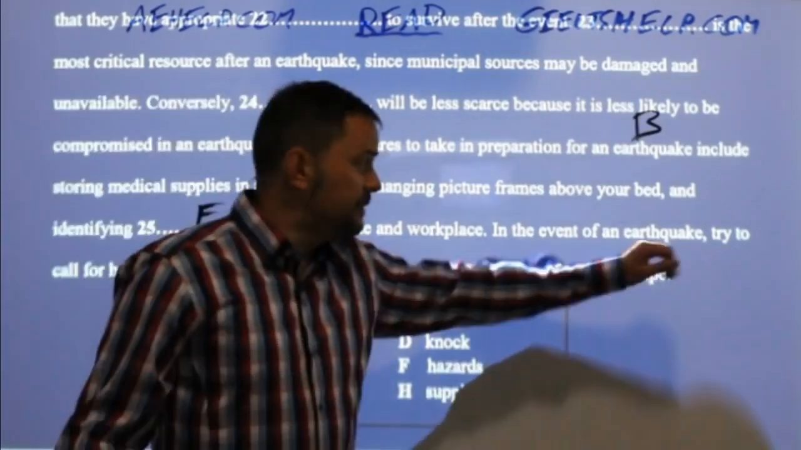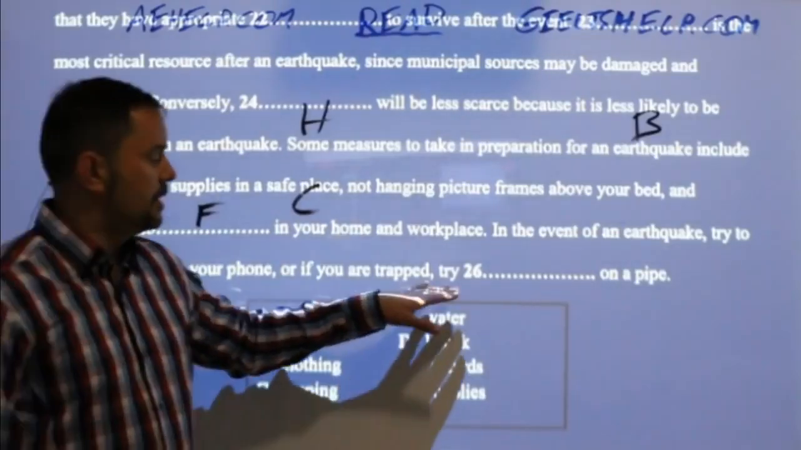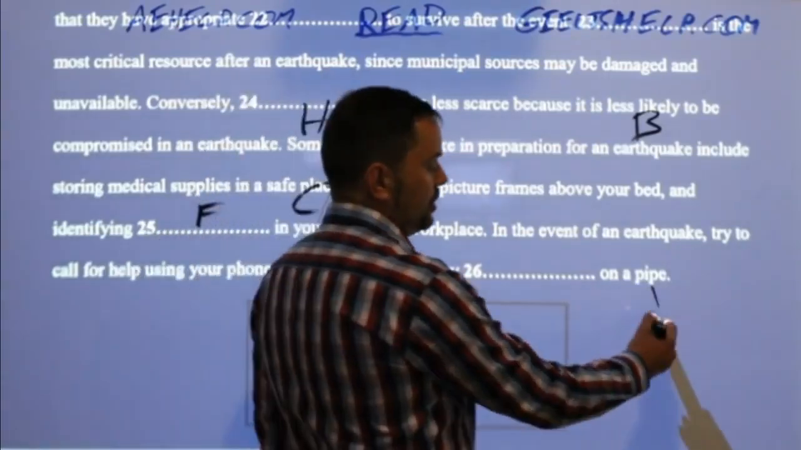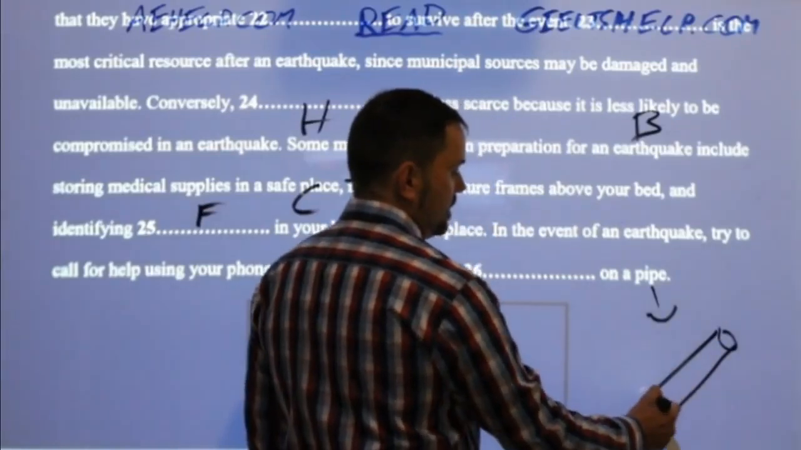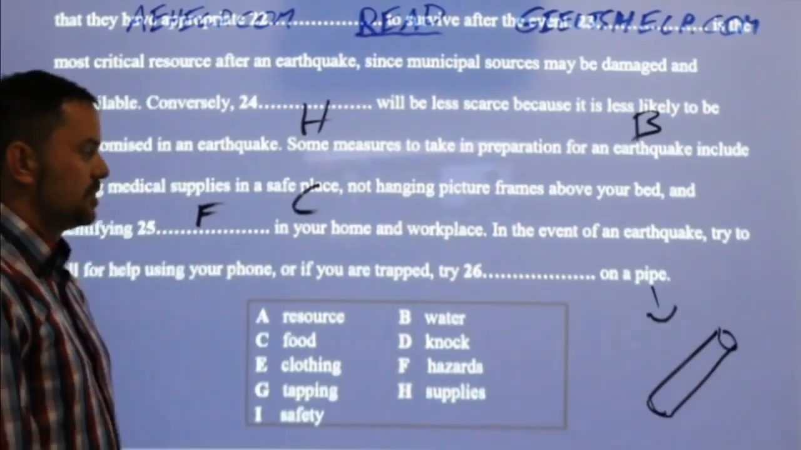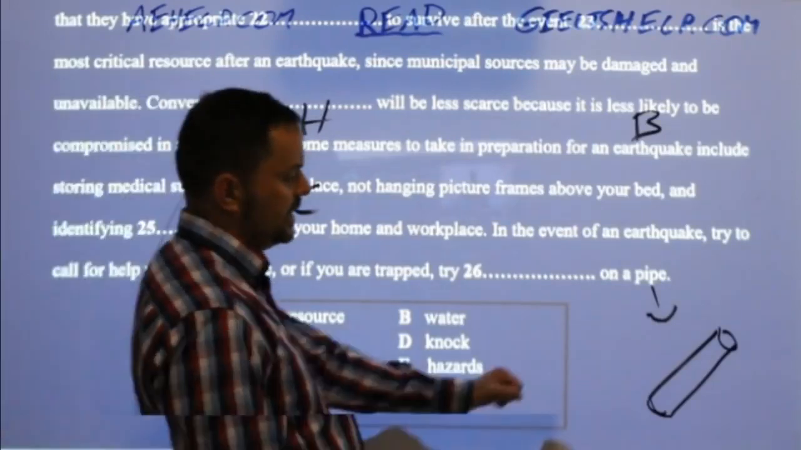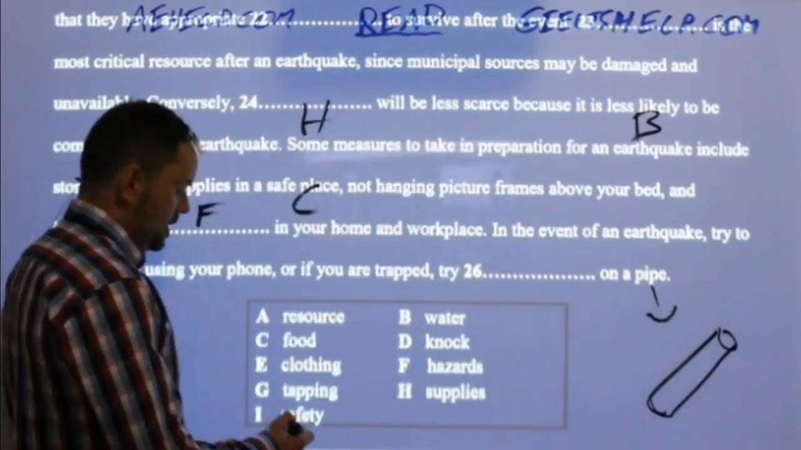In the event of an earthquake, try to call for help using your phone, or if you're trapped, try something on a pipe. Now here you need to know that a pipe means this type of an object, okay? Maybe for water or for some other, for electricity. Hopefully there's nothing going through it. So what can you do with the pipe? You can hit it. Ding, ding, ding, ding, ding, ding. Hopefully somebody hears you. And that's tapping.